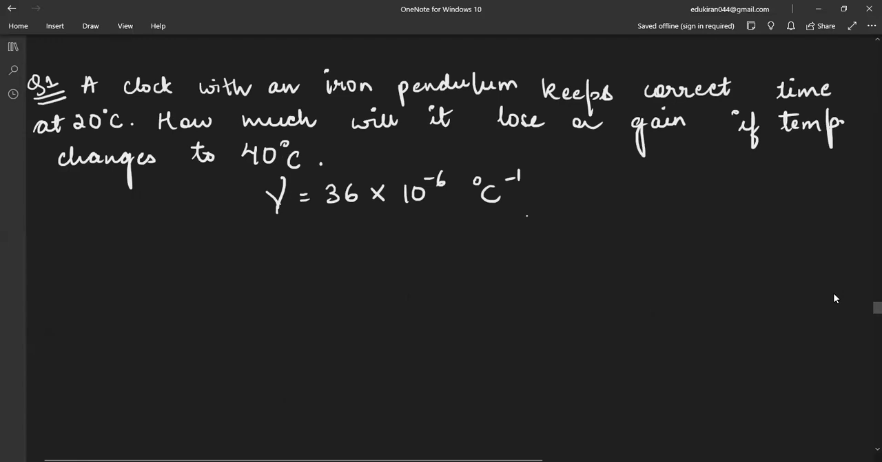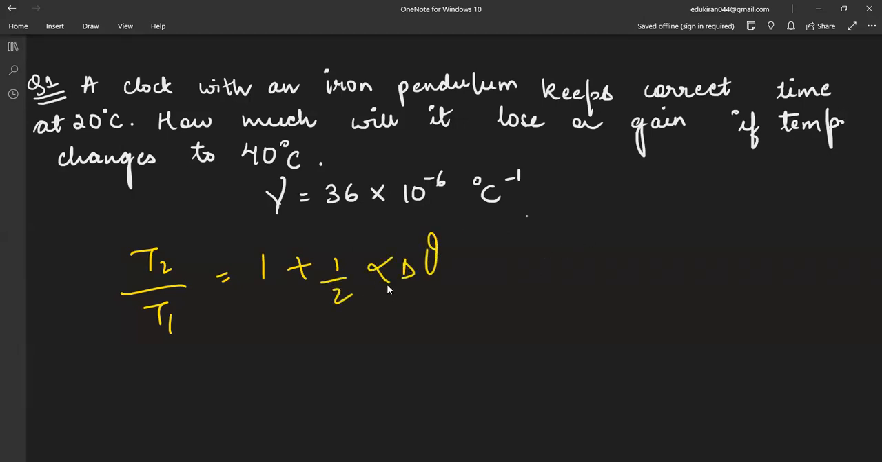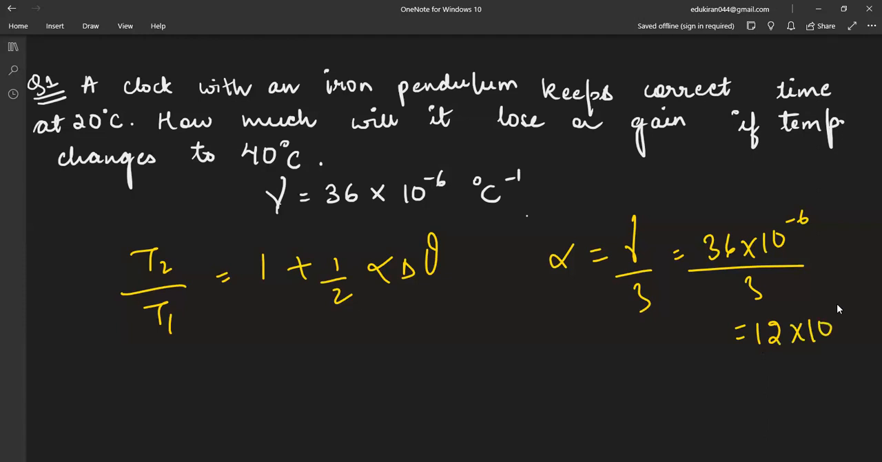Apart from this, there's one question I wanted to discuss. Gamma is given. A clock with an iron pendulum keeps correct time at 20 degrees Celsius. How much will it lose or gain if temperature changes to 40 degrees Celsius? So T2 by T1 is equal to 1 plus half alpha delta theta. Now see, gamma is given. We don't have the value of alpha. Remember, there was a relation which we derived at the start of class: alpha is equal to gamma by 3. So from this, we get 36 into 10 to the power minus 6 divided by 3, which is equal to 12 into 10 to the power minus 6. Delta theta is equal to 40 minus 20, which is 20 degrees Celsius.